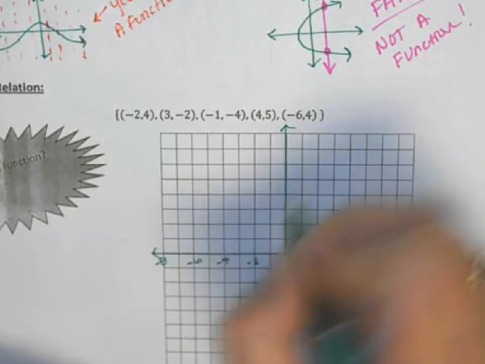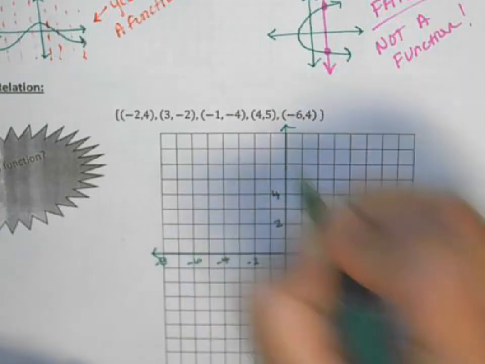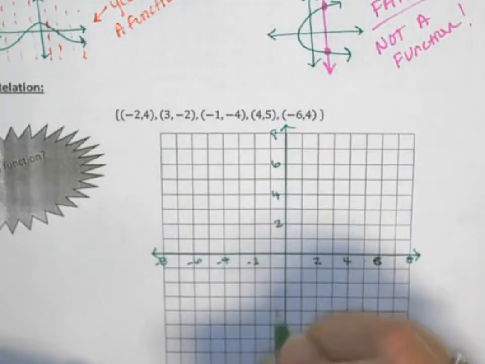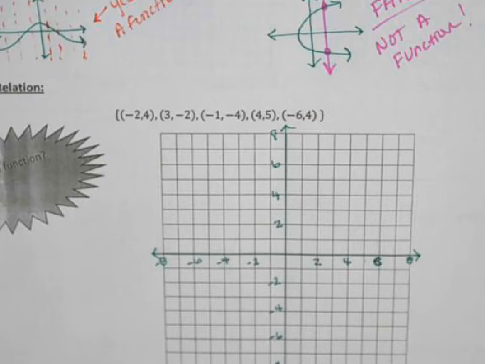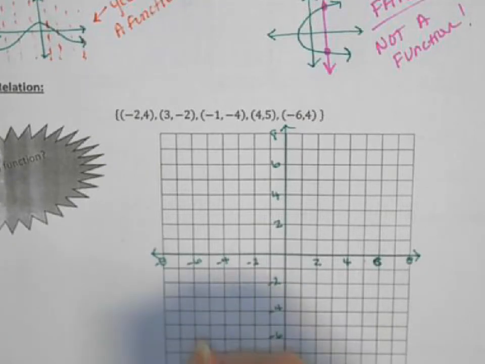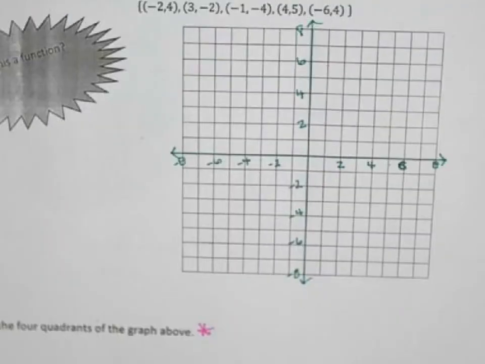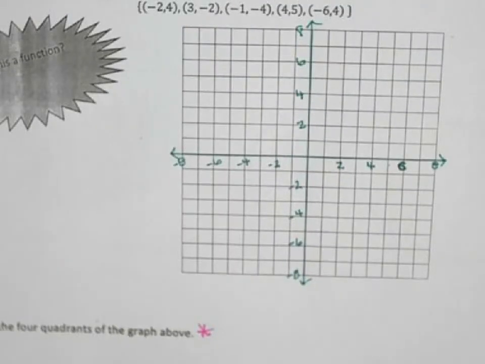And I'm going to do the same thing for my y-axis. All right, so before I even get to plotting, down at the bottom it says label the 4 quadrants in the graph above. So I just want to show you what these are so that you have seen them before.